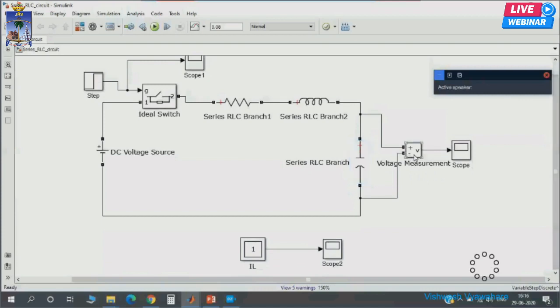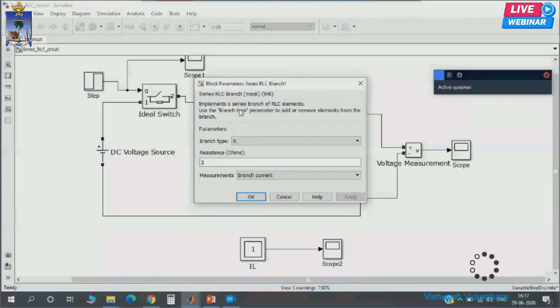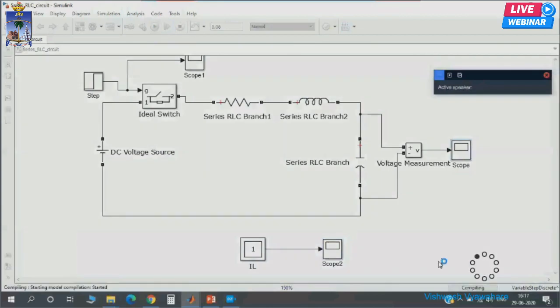Now here you can see I have connected a voltmeter in parallel to this C, and I am also measuring the inductor current. So I am measuring the branch current here. This series current and this voltage will be seen here. And now I am going to execute this file. You can see it compiling and the file is being executed.